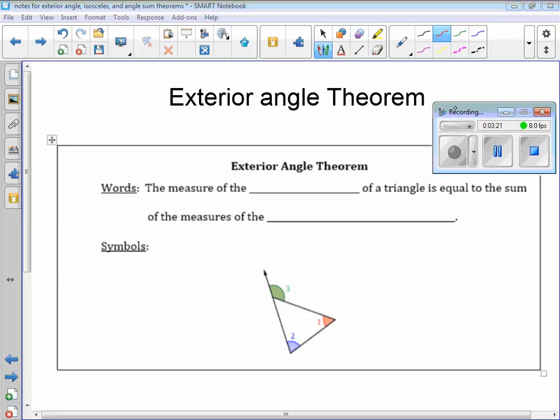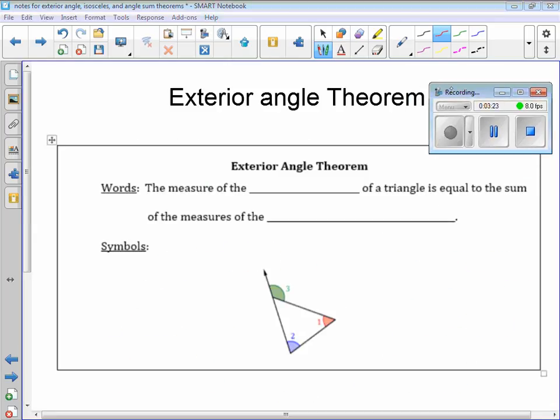Next, we're going to talk about the exterior angle theorem. Exterior angle theorem: the measure of the exterior angle of a triangle is equal to the sum of the measures of the two opposite angles.